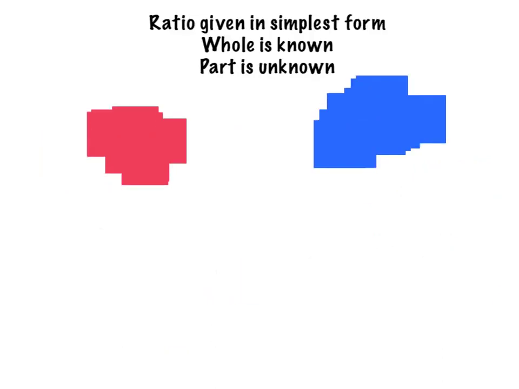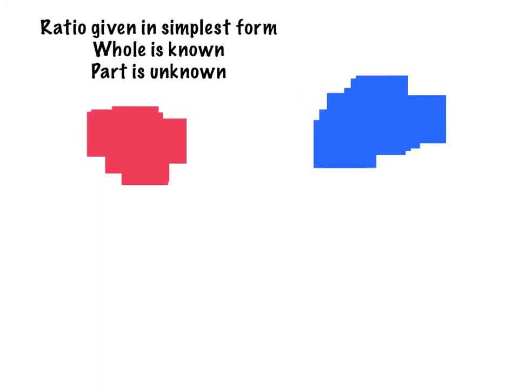Okay, there's a few different ways that we can think about ratios when we know either the part or the whole, or whether it's in simplest form or not. So I'm going to teach you each of these 3 ways, and then we can figure out any piece of that we don't know. So the first one that I'll give you is a ratio that's given in simplest form when we know the whole but we don't know the part.